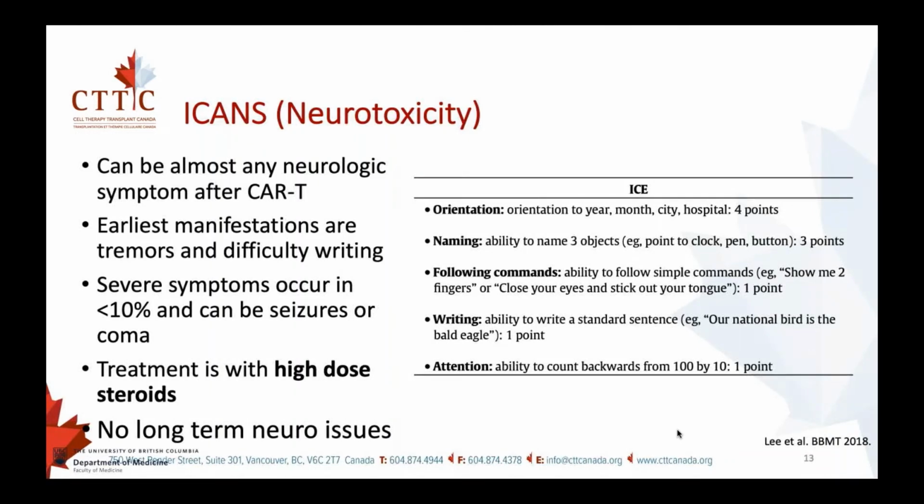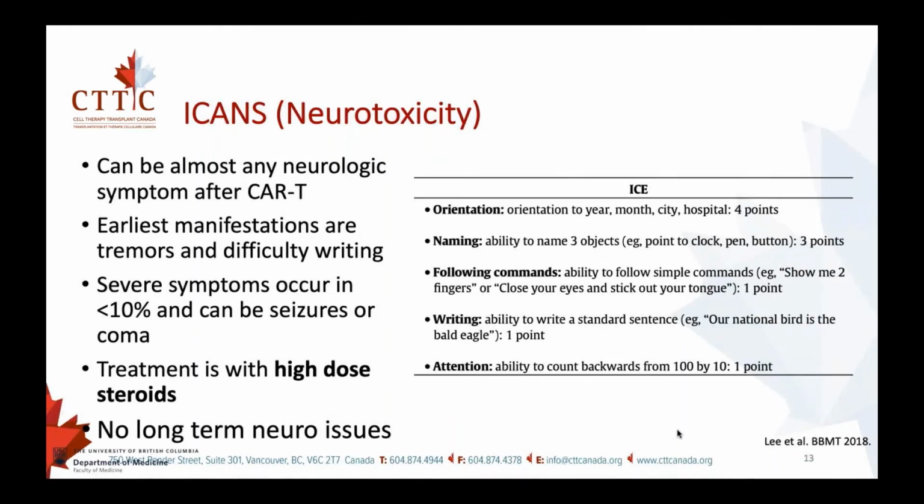What is this neurotoxicity thing, this ICANS? Well, it can actually be almost any sort of neurologic symptom after CAR T cells. The earliest signs that we can see are that people start to get some tremors, or they can have difficulty writing. The other thing we do is the ICE score that you see on the right-hand side of my screen here, which is a very simple series of questions we ask every day when somebody's admitted with CAR T cell therapy, about things like orientation, are they able to know what year, month, city, what hospital they're in, naming objects, following commands, writing a sentence, these types of things.